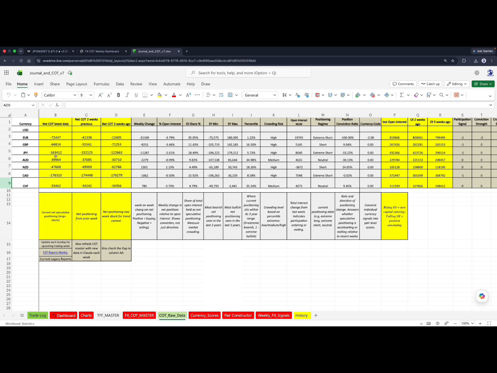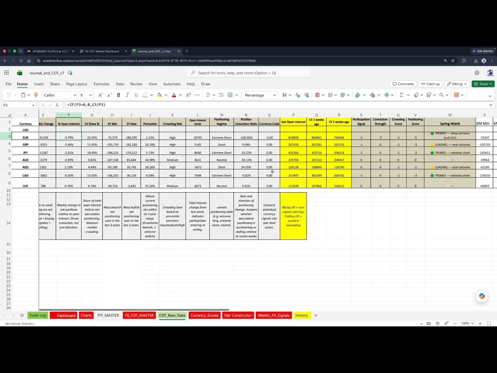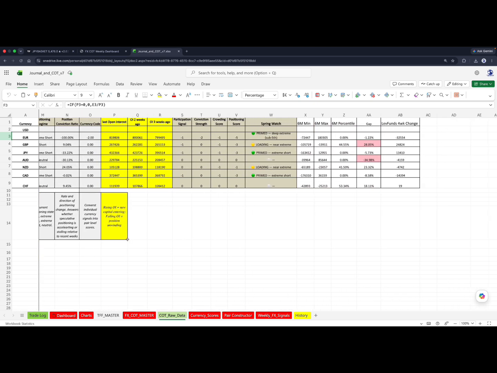So we just look at the latest net COT data and the positioning, whether or not it's at a positive or a negative number, and how it's performed over not only the last 3 weeks here, but also where it stands within 2 other windows, a 6-month look back and a 3-year look back. Gives you a weekly change, the open interest percent, open interest share, etc. So again, it's all there.